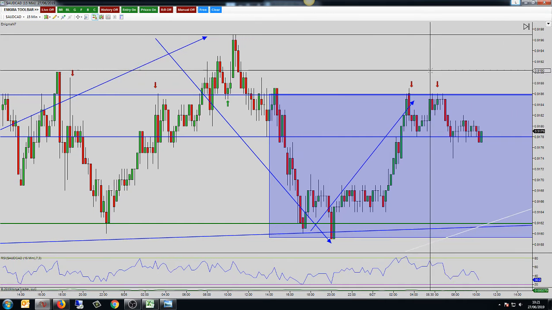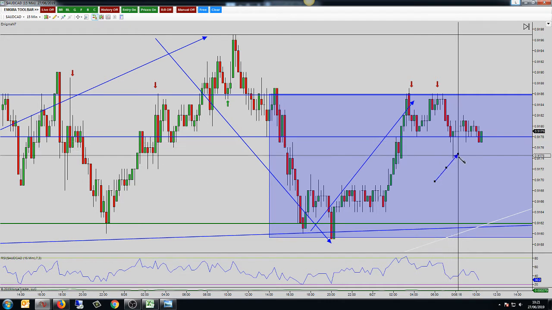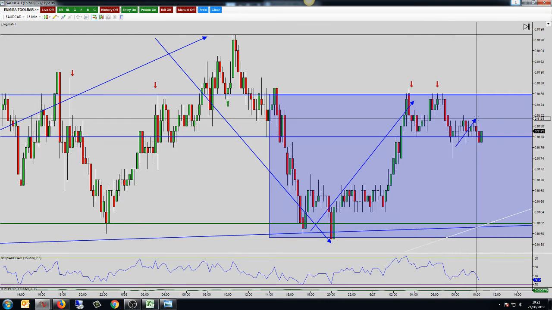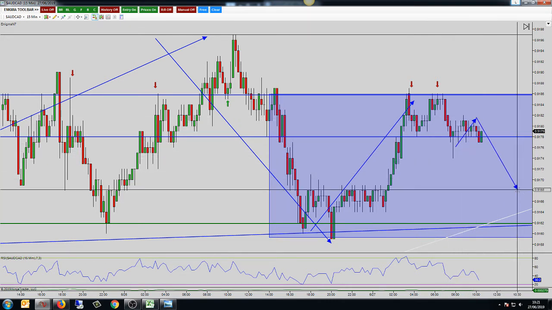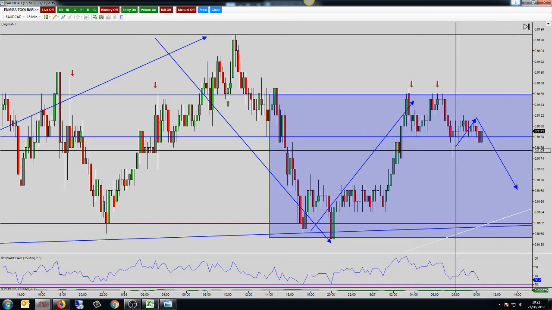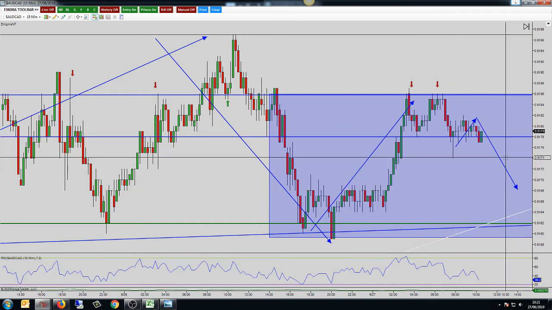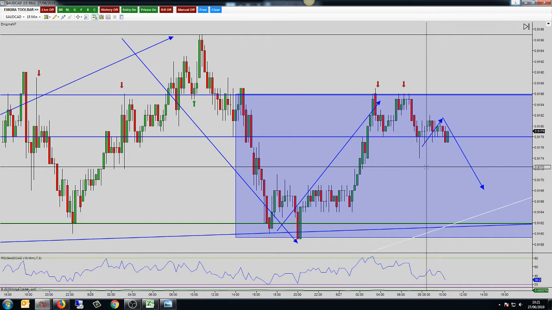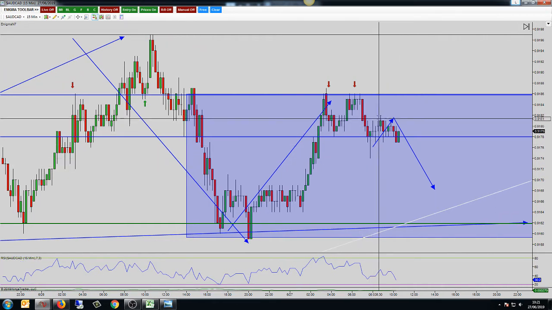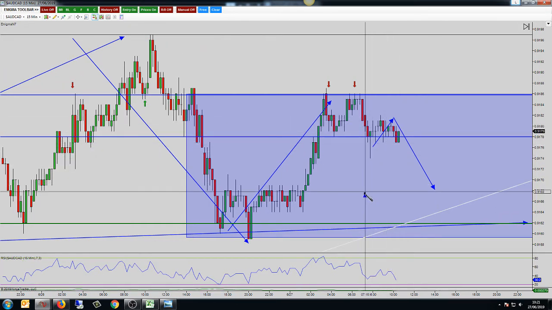But if we wait for a confirmed violation, we can then look for a pullback and that 2618. And again, Mark, 2618 is explained fully within the educational material. So just follow along as best you can for now. And that could be a trading opportunity.